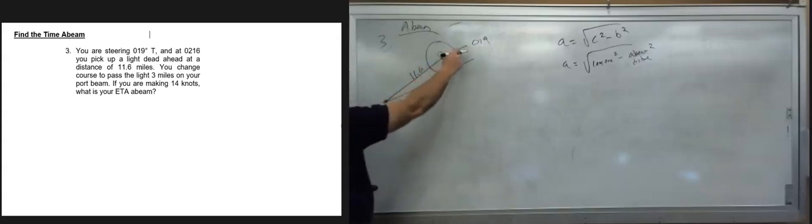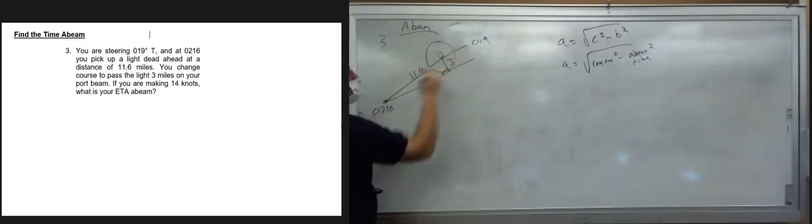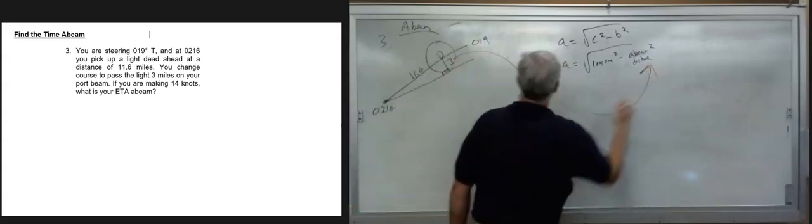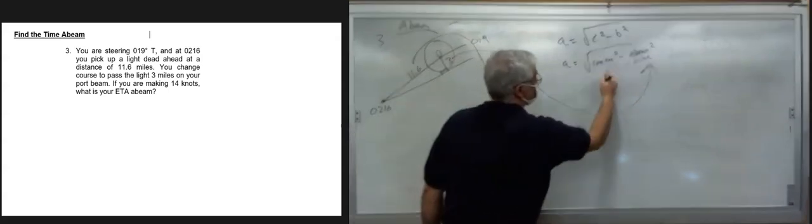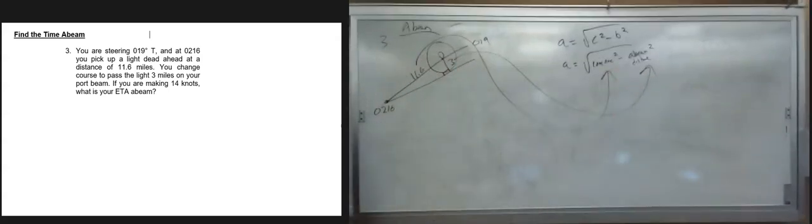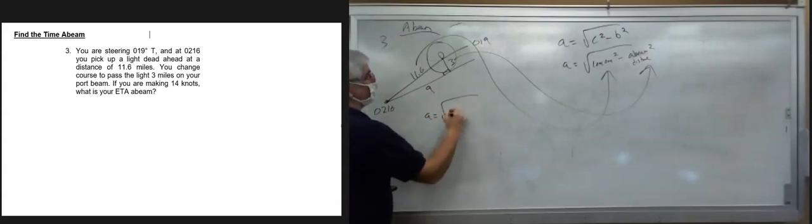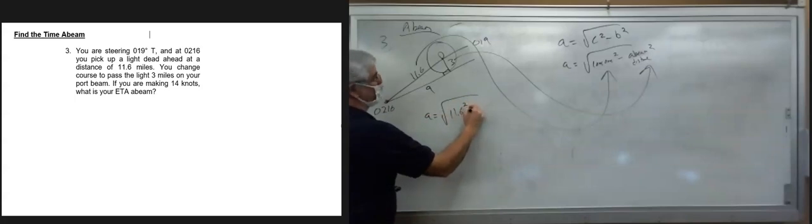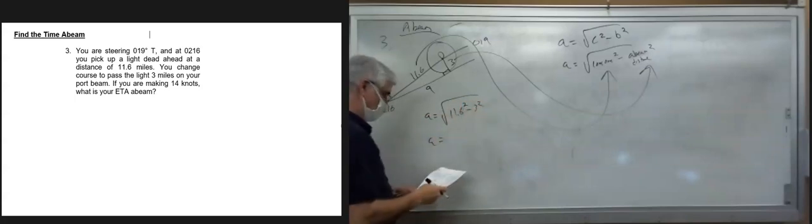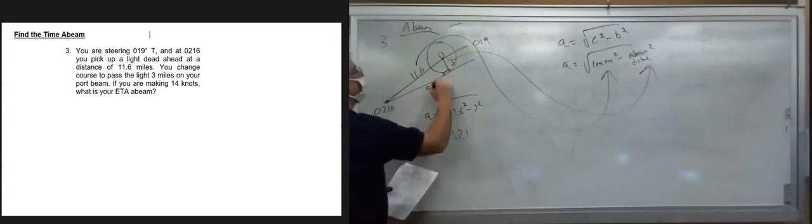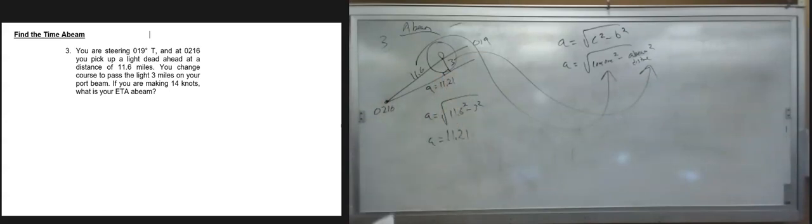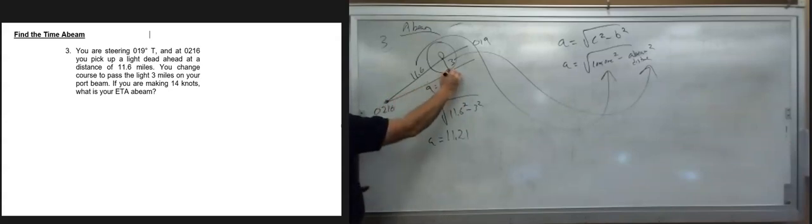What's the distance? 3. Second term. First term. Long one is the first term. The distance of beam is the second term. So A is going to equal the square root of 11.6 squared minus 3 squared. A is going to equal 11.21. So I'm going to go 11.21 miles down this leg.